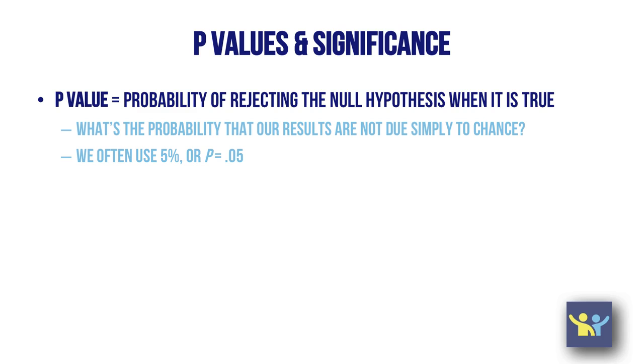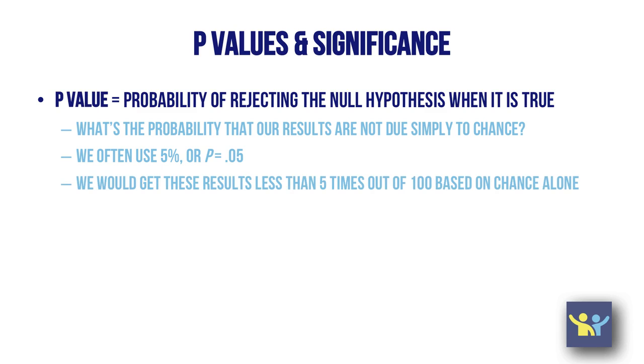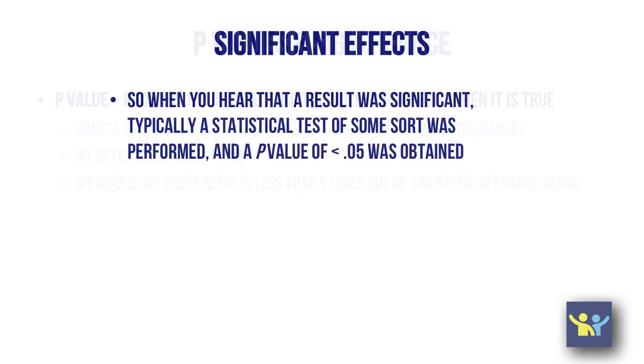In positive psychology, the standard that's applied is 0.05. So what that means is that there's a 5% likelihood that the difference or relationship was just chance or error. Anything under 0.05 is determined to be statistically significant. So when you hear that a result was significant, that means that a statistical test of some sort was performed and a p-value of less than 0.05 was obtained, and that there's only a 5% likelihood that these results would have been due to chance alone.